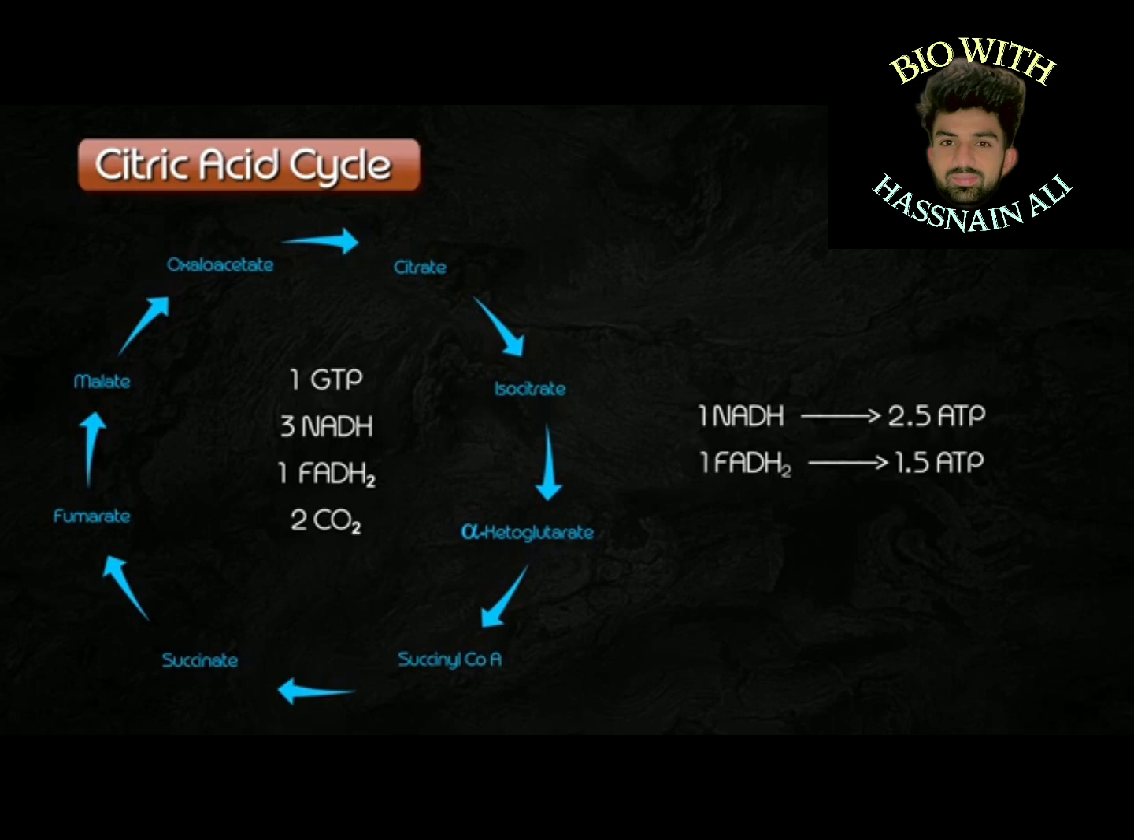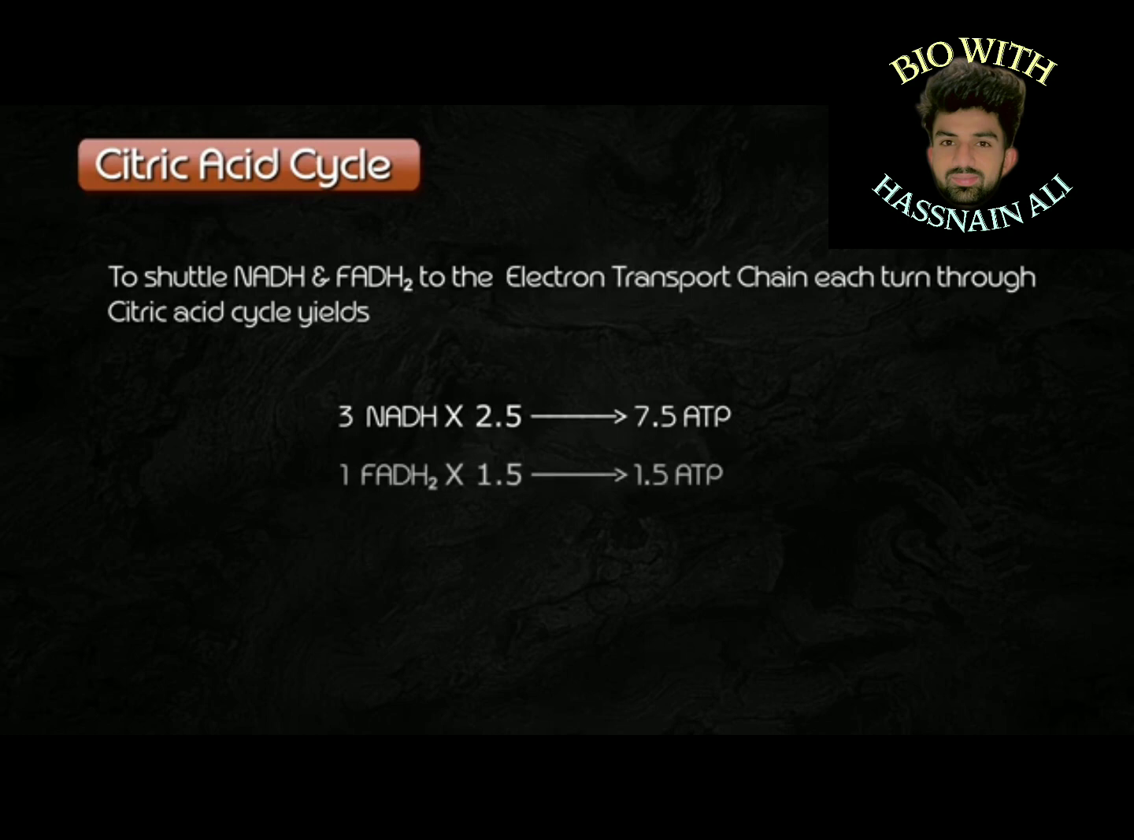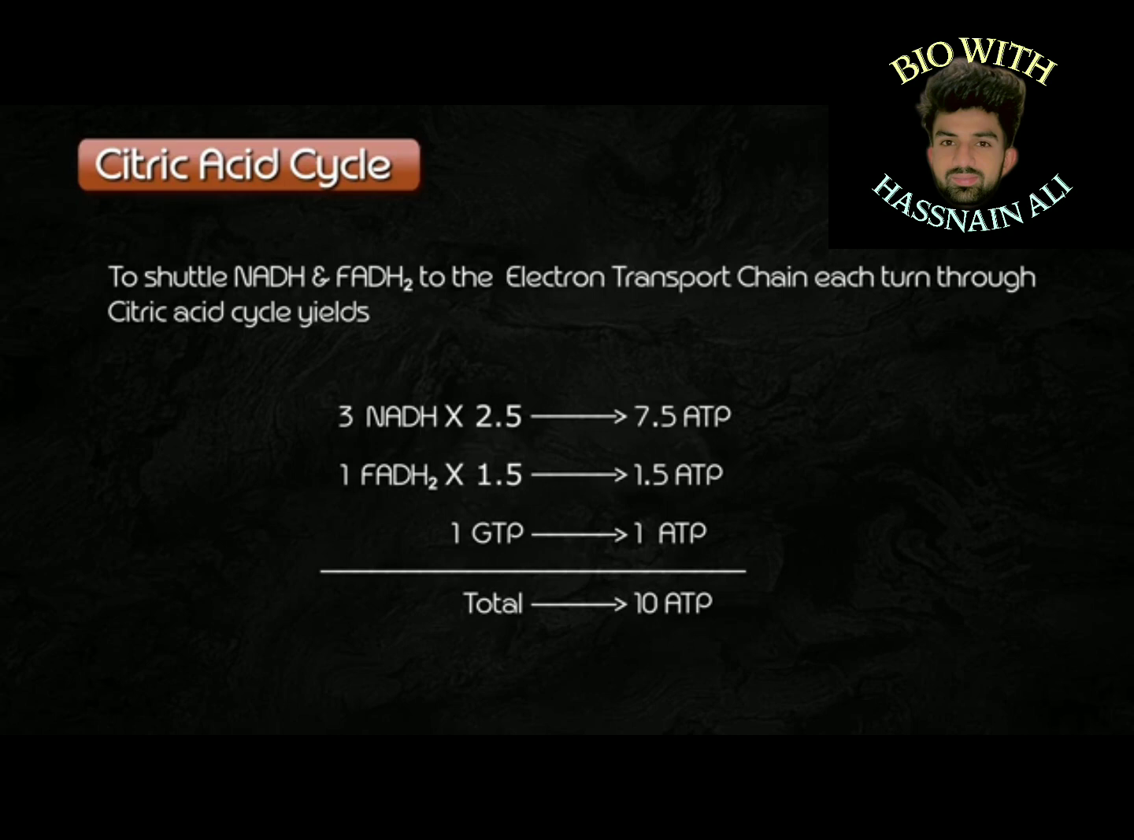However, because of the energy expenditure required to shuttle NADH and FADH2 to the electron transport chain, each turn through the citric acid cycle yields approximately 3 NADH times 2.5, that is 7.5 ATP equivalents, and 1 FADH2, that is 1.5, and 1 GTP is equal to 1 ATP. So the total number of ATPs produced in one citric acid cycle is 10.